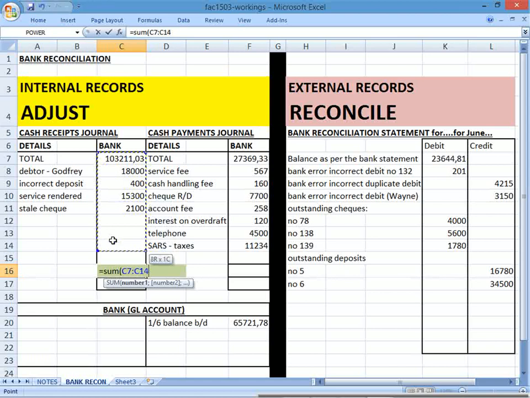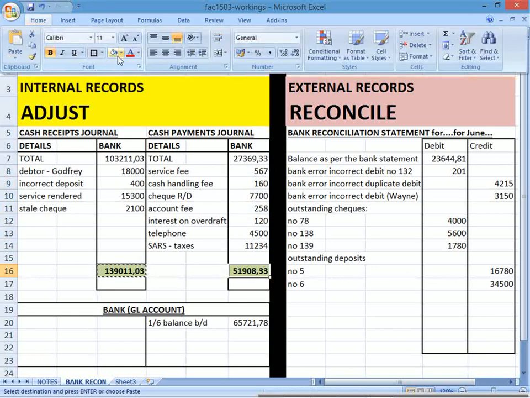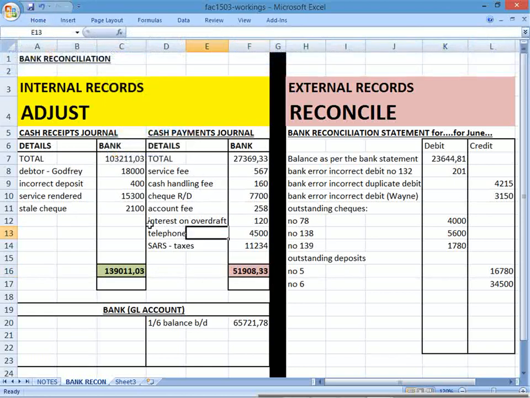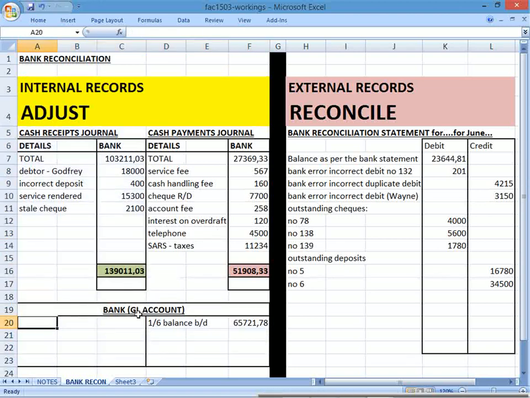Sum up all my receipts, I get that answer. Sum up all my payments, I get that answer. Then what do I do? I need to post that through to my general ledger. Okay, so your cash receipts journal will be referenced in your bank T account. So on the 30th of June, you'll have total receipts, cash receipts journal, and the amount. The amount for this was that figure there, 139,011.